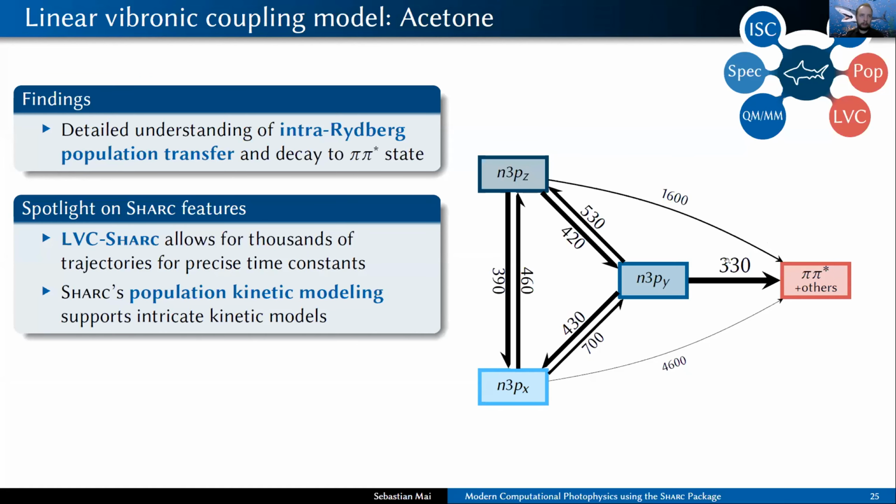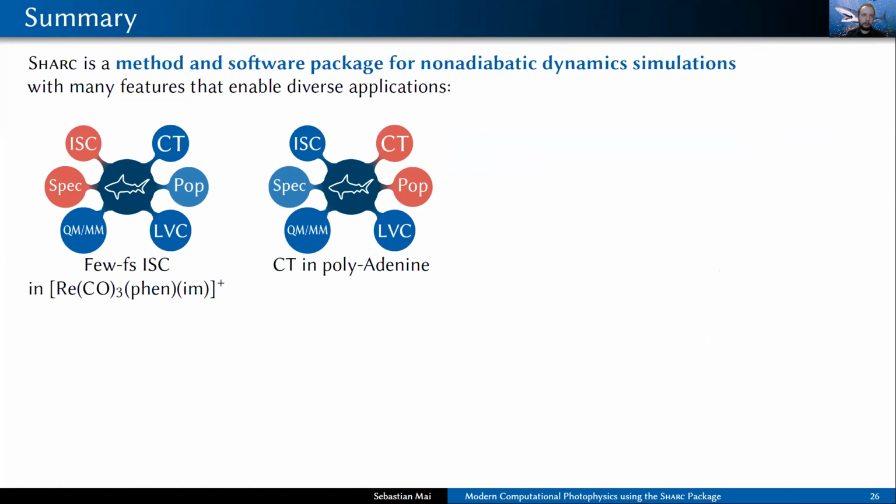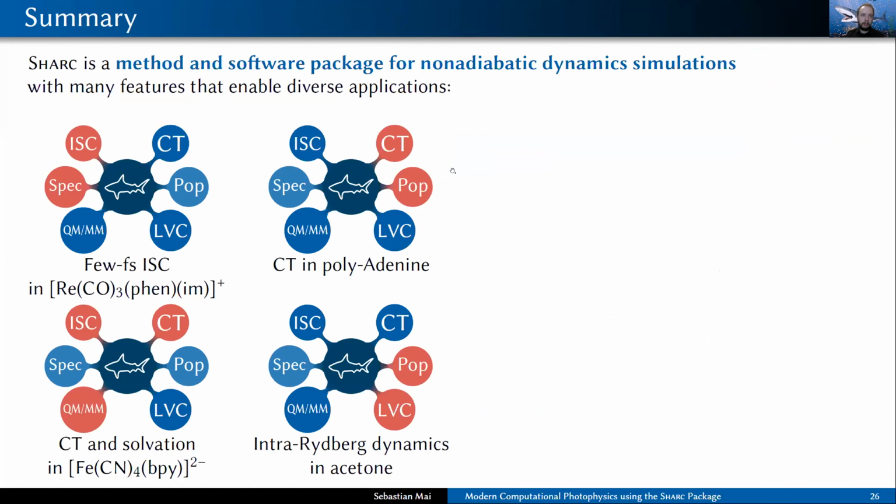And here I showed that this LVC SHARC feature allows for thousands of trajectories with little computational cost. This entire project with 3,000 trajectories cost 600 CPU hours, which is essentially nothing. And using SHARC's population kinetic modeling, we can extract even such complicated models. So just a quick overview over what I showed you. I showed you 4 different examples that employ these different features of the SHARC package.